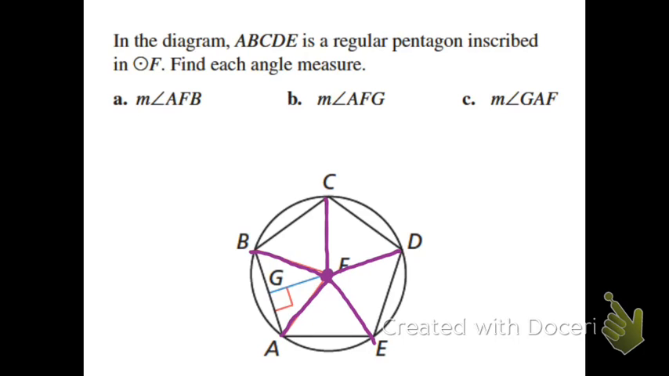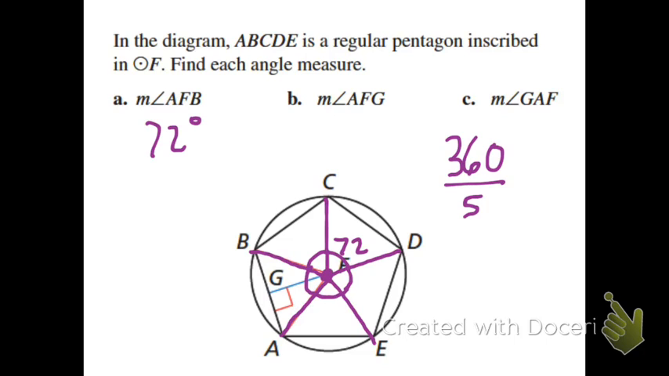Alright, and that divides it into triangles. Now all those triangles are congruent because all of these are radiuses and it's a regular polygon, so all of these sides are congruent. So by side, side, side, all 5 of those triangles are congruent. Then we could take that idea and use CPCTC to see that all 5 of those angles are congruent, and then make a full circle. So if we divide 360 by 5, we get that each of these angles are 72 degrees. So that's going to be the measure of angle AFB, 72 degrees.